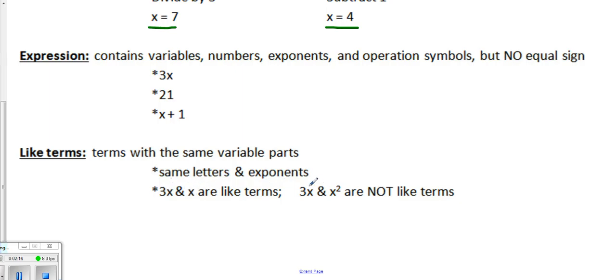On the other hand, 3x and x squared are not like terms, because this is 3 x's, this is 1 x squared. If we were to plug in a number, like let's say 2 for x, we'd have to do 3 times 2 to get this one correct. We would have to do 1 times 4 to get this one correct, because 2 squared is 4. So these would be 2's, these would be 4's, and those are not the same, so we can't combine them.